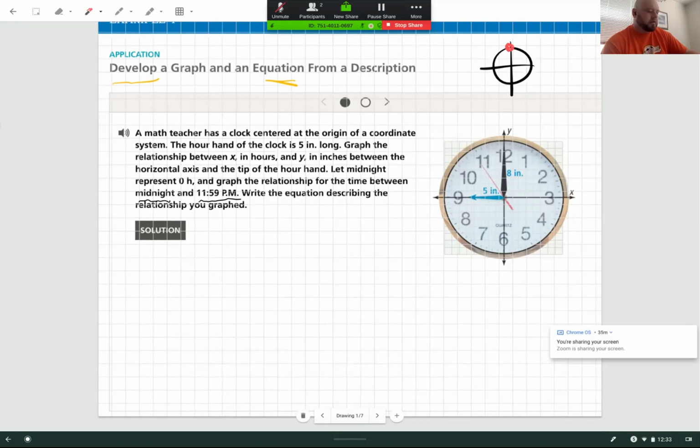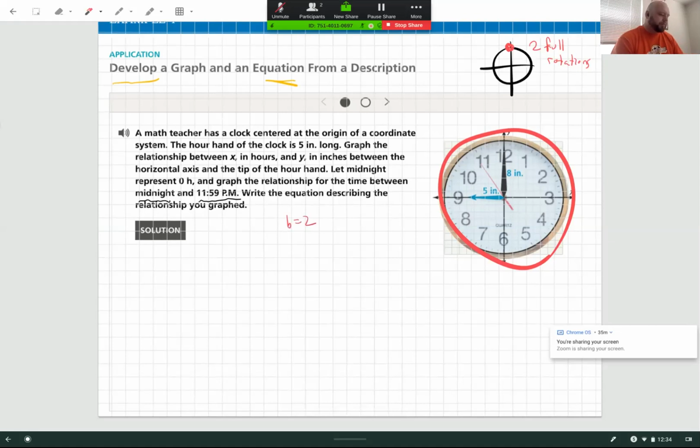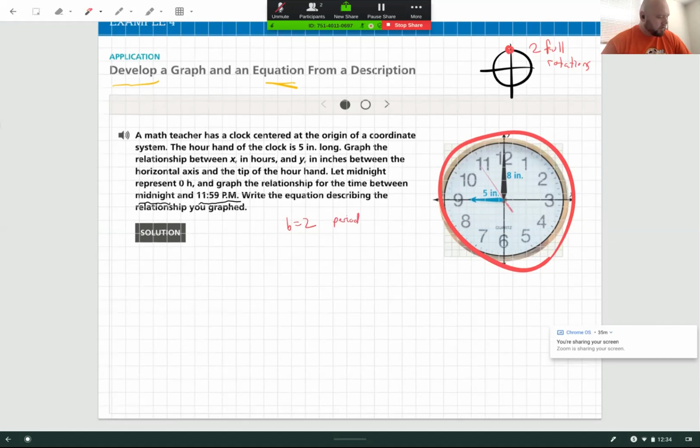So you can see on a clock, obviously we know there's 12 hours, but if we're going from midnight to 11:59 p.m., that's 24 hours. So if we're starting at the 12, at the top, how many times do I make a full rotation in a day? Well, you guys know how a clock works. You know that you have 2 full rotations in one day. So that means that B is 2. If we think about our period, that's 2 pi divided by B. So we're going to have 2 pi over 2, or just pi.